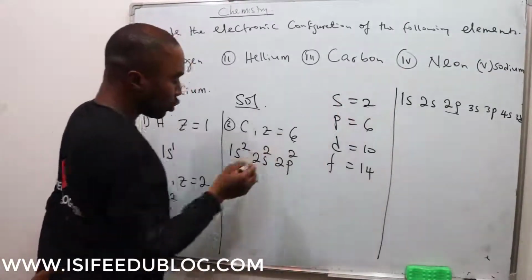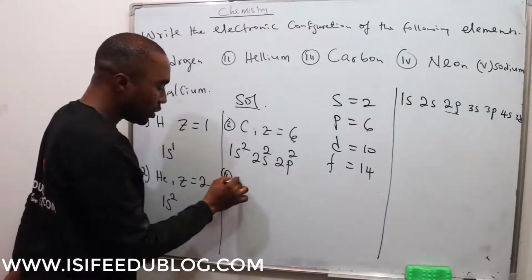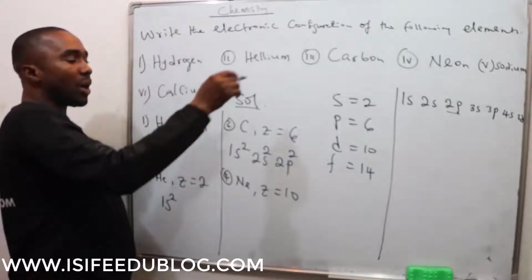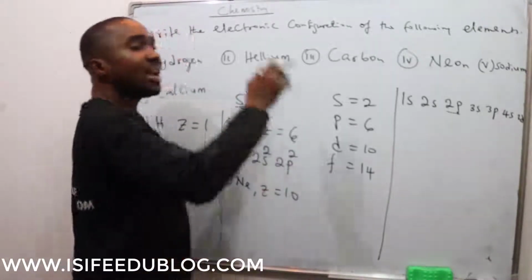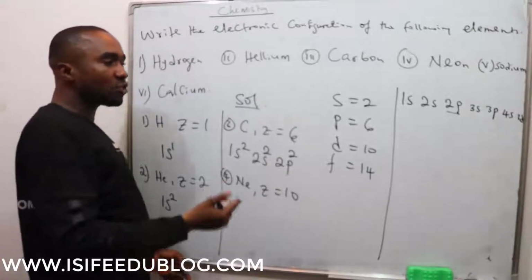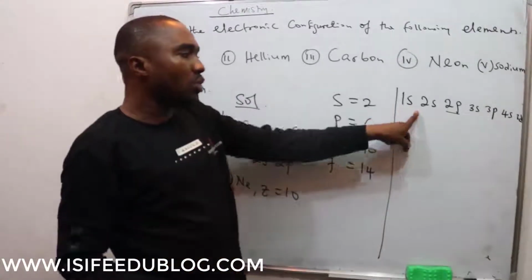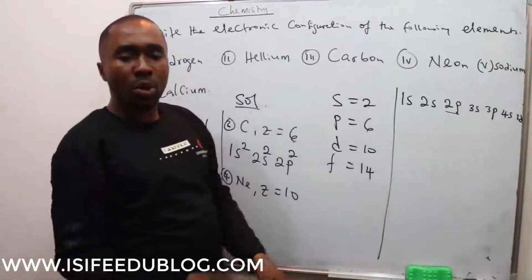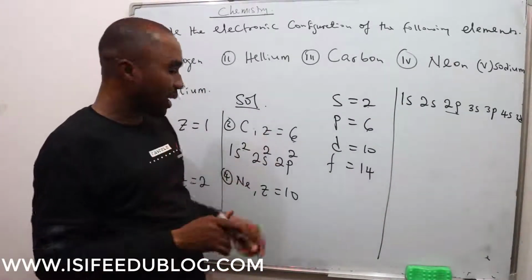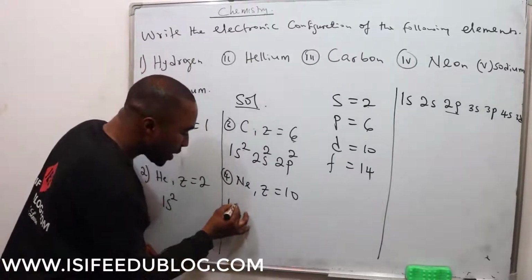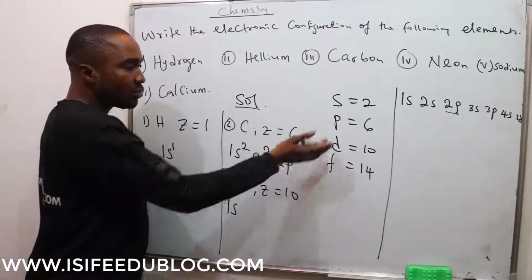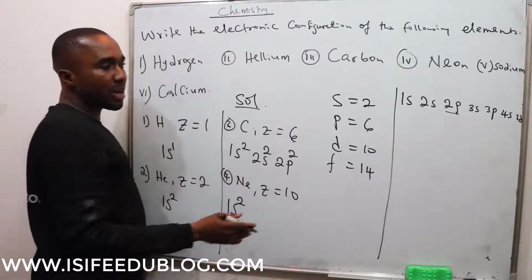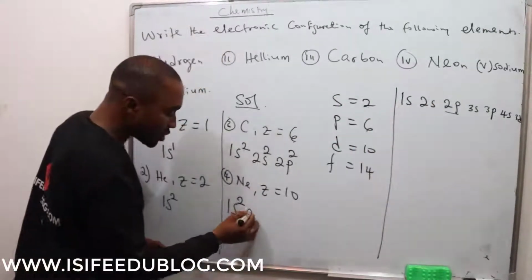Then when we come to neon, number 4, the atomic number of neon is 10. Then if I want to write the electronic configuration, for any element, you first of all start with 1s. If you are done with 1s, you will now go to 2s, then 2p, until the electrons have finished. Once the electron is no more, you will stop there. So now it will be 1s. The maximum s can carry is 2. Out of 10, I have used 2. 8 is still remaining. So I will go to the next orbital, which is 2s.